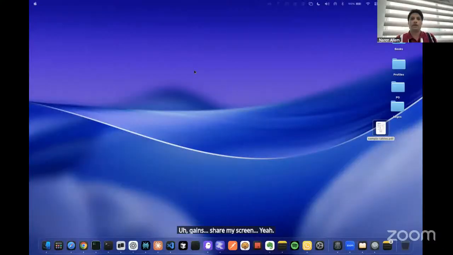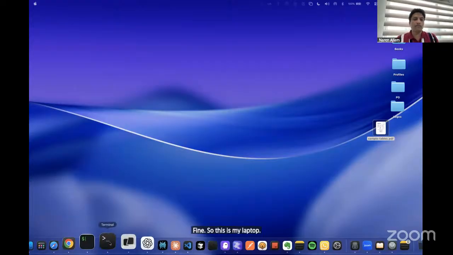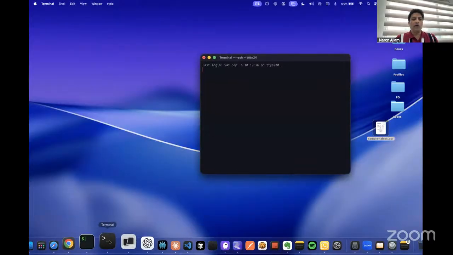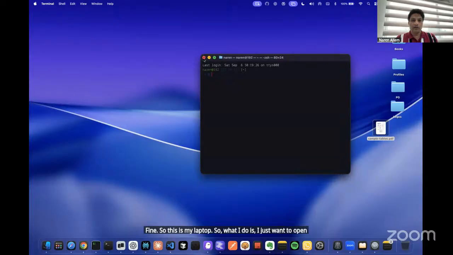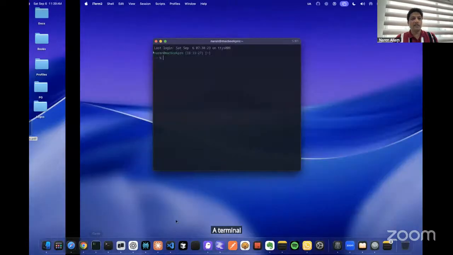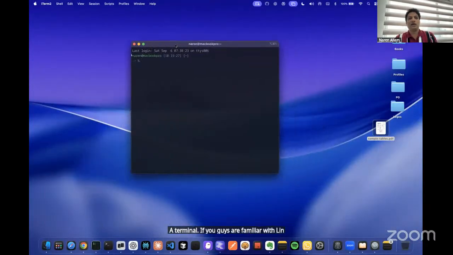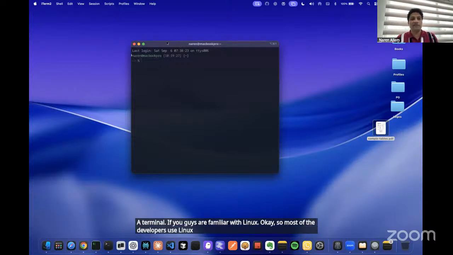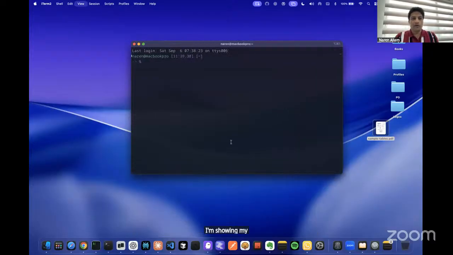Let me share my screen again. Fine, so this is my laptop. I just want to open a terminal. If you are familiar with Linux, most developers use Linux or Mac systems for development. I'm showing my MacBook.